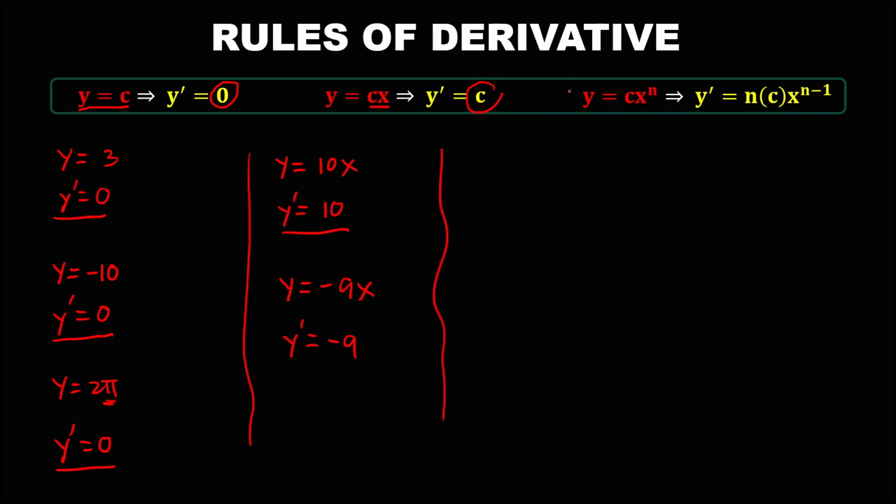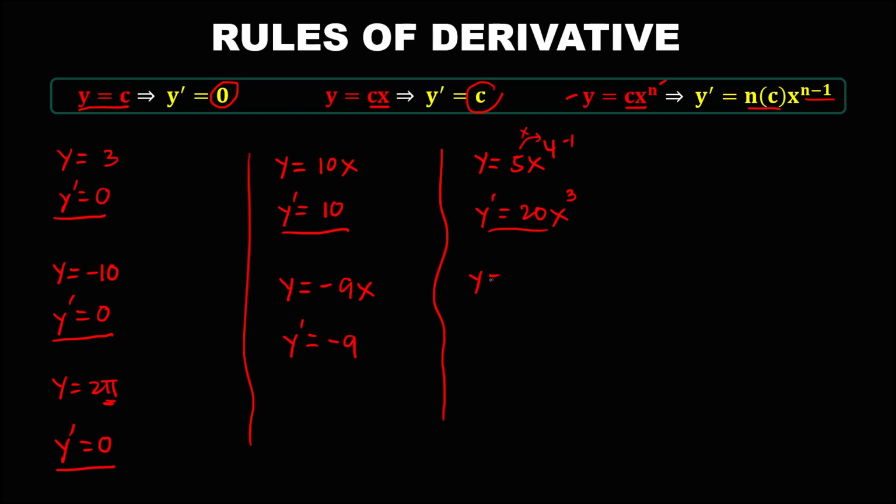Then the third rule, the power rule. So the derivative of a constant times x to an exponent: just multiply this constant to the exponent and subtract 1 from the exponent. So if we have y equals 5x to the power 4, to find the derivative, multiply this number to the exponent. So 5 times 4, this one is 20, then x with the exponent minus 1, so to the power 3.